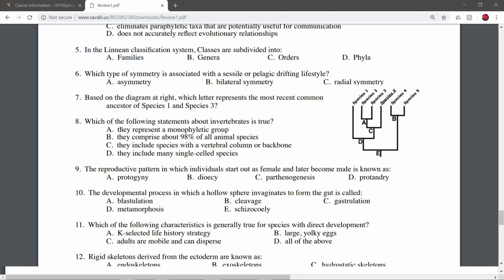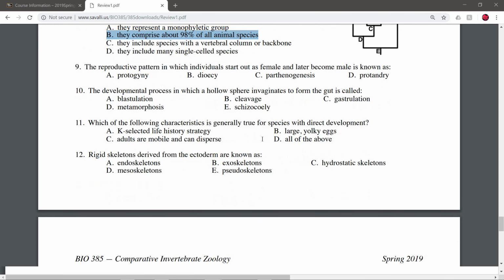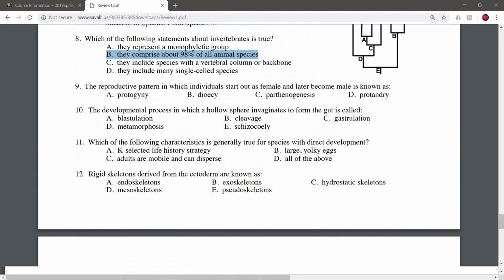All right. Which of the following statements about invertebrates is true? A, they represent a monophyletic group comprised of 98% of all animal species; B, include species with a vertebral column; or C, include many single-cell species. I'm going to say A, B. Yeah, we'll stop there.